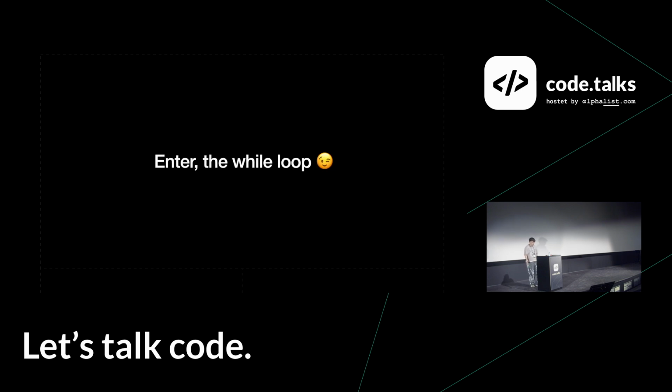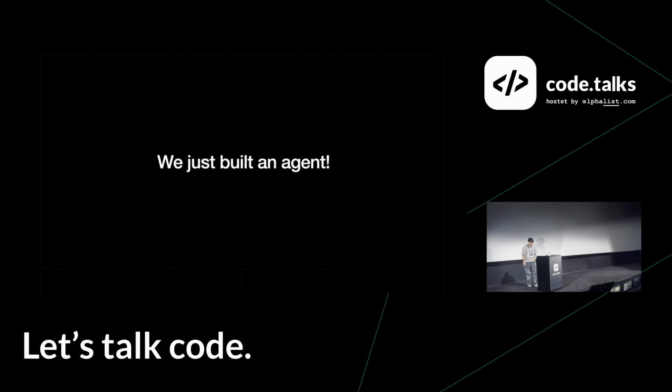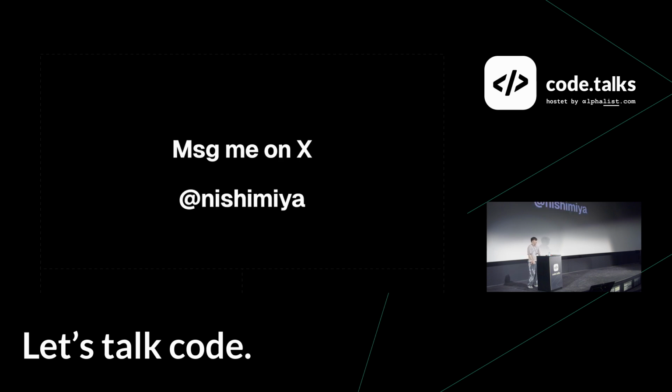Enter the while loop. Here you go. So we give it the list of tools, it makes the tool call, it gets it in its input, and then we've built an agent. And I did this way too fast, so message me on X. But if you have questions, ask them now.